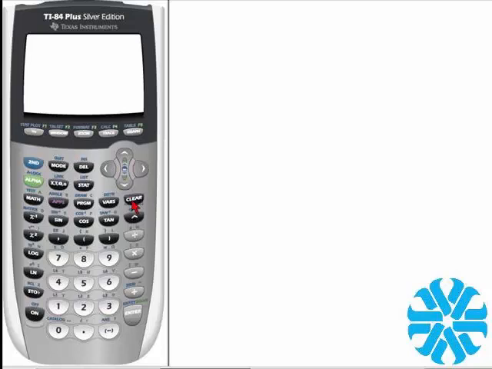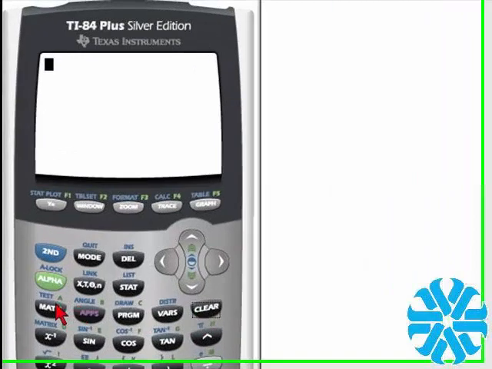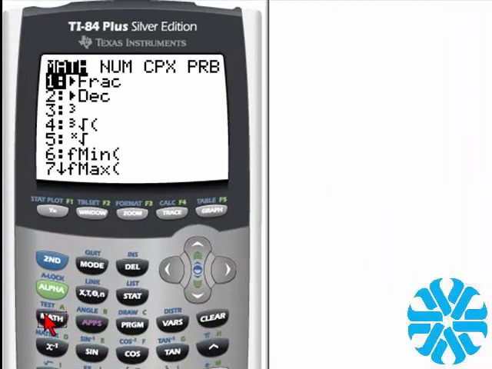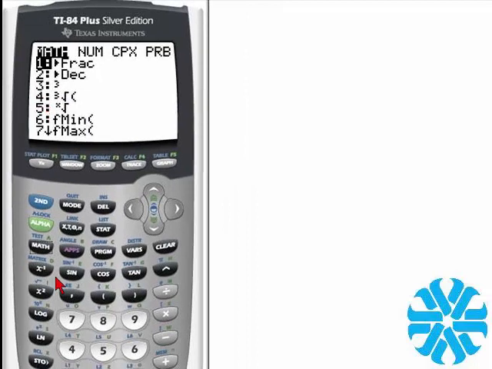Now let's go on to example number 2. Example 2 involves cube roots. So let's take the cube root of 27. To do that, we're going to hit the math button first. And if you notice here, line number 4 says cube root. Now we can access this line by either hitting the number 4 on the keyboard, or we can scroll down using the arrow keys, which I'm doing now, and hit enter.